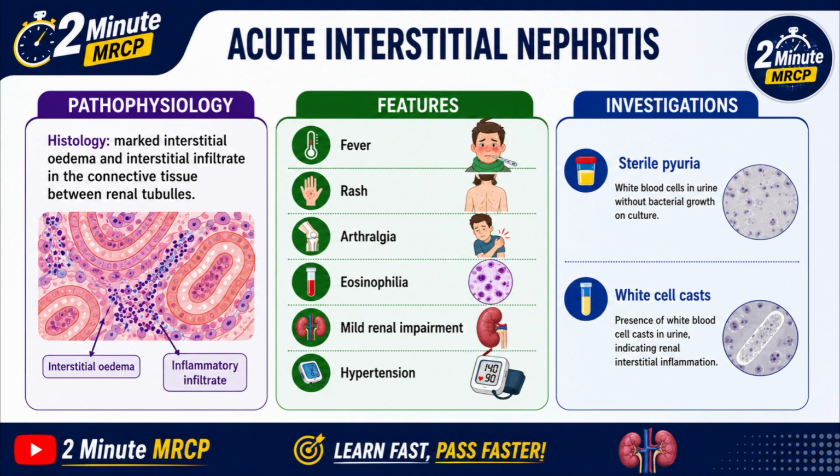Now let's understand the pathophysiology. On histology, the hallmark finding is marked interstitial edema along with an inflammatory infiltrate within the connective tissue between the renal tubules. This inflammation damages the tubules and leads to impaired kidney function.